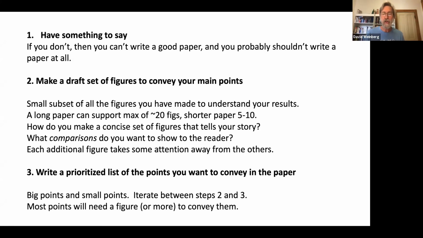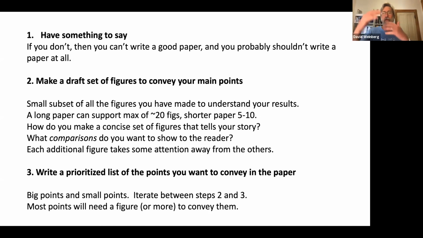So once you've got a draft set of figures, then you can write down what are the points that you're trying to convey in the paper, and what's the priority of making those points. And some of those are big points. This behavior is universal among all galaxies. Some are small points, that this region in this galaxy has this interesting anomalous behavior.